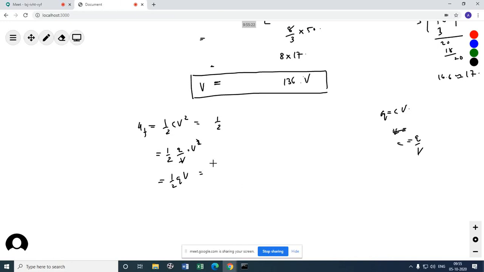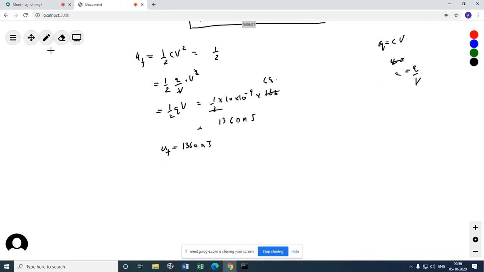So now I am going to place here the charge, that is 1 by 2 into 20 into 10 to the power minus 9 into 136 volt. So this should give me 136, only, so 1360 nanojoule. This is the energy, 1360 nanojoule is the final energy.